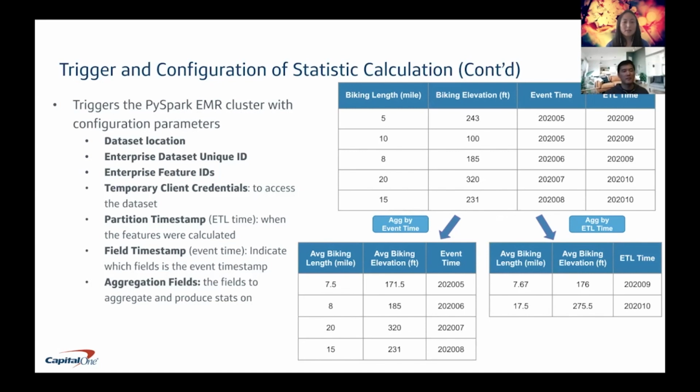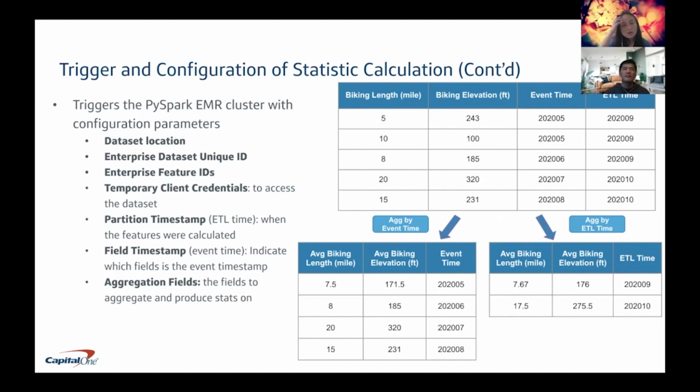Besides the dataset location ID and feature IDs, there are a couple of other configurations we ask the user to provide. First is the temporary client credentials. As Nori mentioned, we don't want a universal credential with access to all our datasets. So we take this temporary credential from our client to read their feature dataset for our stats computation job. It's more secure that way, and we have a better design pattern.